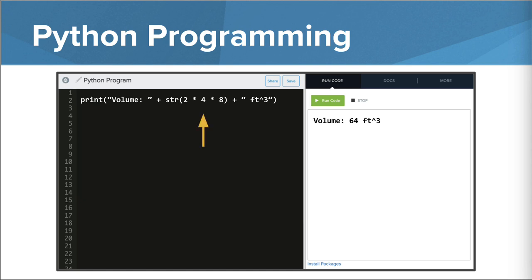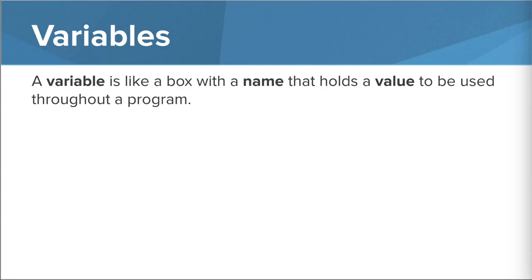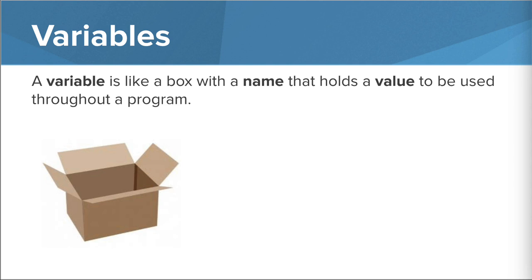In programming, just like in math, we don't just use numbers in our calculations, we use variables. So let's talk about variables. A variable is like a box with a name that holds a value to be used throughout a program. Let's take this box here and name it length. Now, let's store the value 8 inside of it.